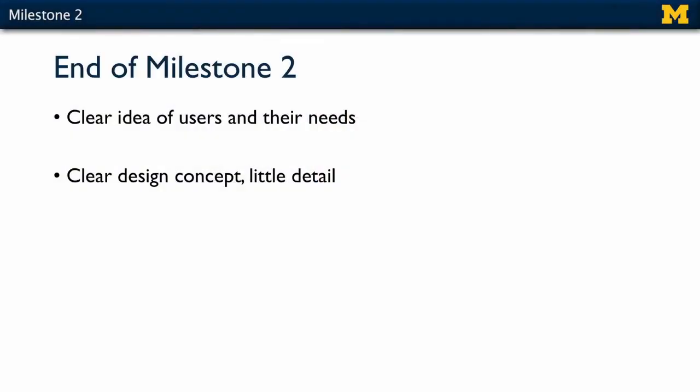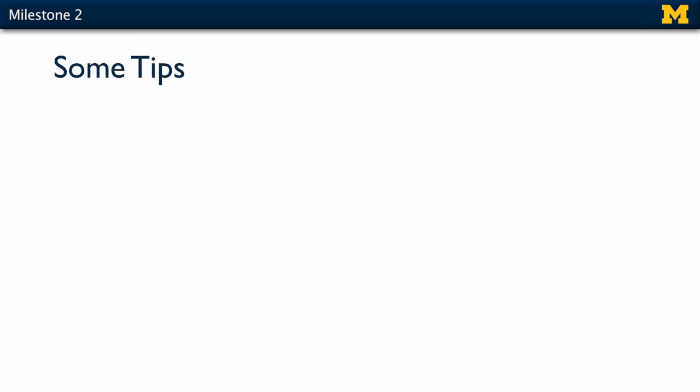By the end of milestone 2, you should have a clear idea of who your users are and what their needs are. You should also have a clear design concept, but at this point, it shouldn't have that much detail. You're really just kind of outlining the basic functionality of the system that you're designing and what some of the basic interactions would be. I'm going to leave you with a few tips to think about while you're pursuing this milestone. First of all, remain open to what you hear from users.